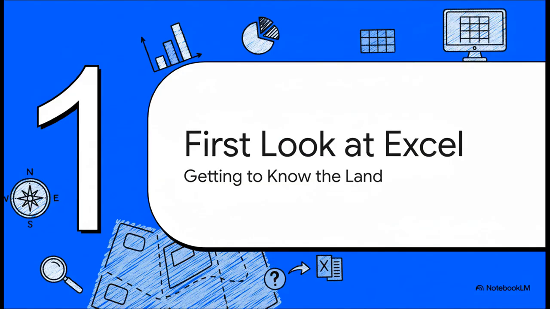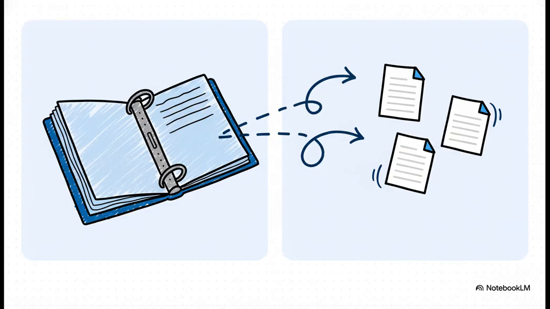Okay, so first things first, before we can start doing all the cool stuff, we've got to get our bearings. We need to know the lay of the land, speak the language. Let's start with two key terms you're going to hear all the time. A workbook, that's the entire Excel file itself. The best way to think of it is like a digital binder. Now, inside that binder, you have your worksheets, which are just the individual pages or tabs at the bottom. So one workbook can hold a ton of worksheets.